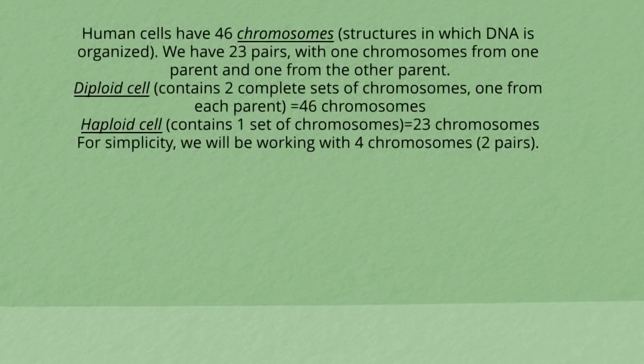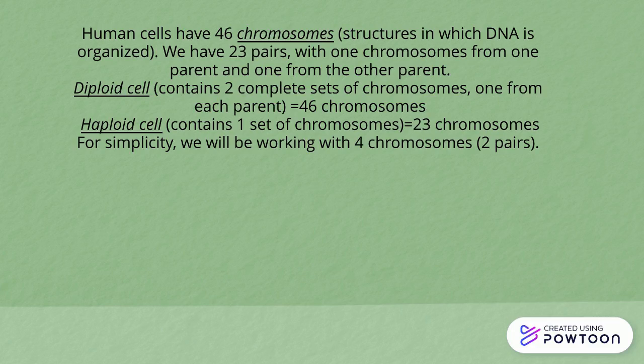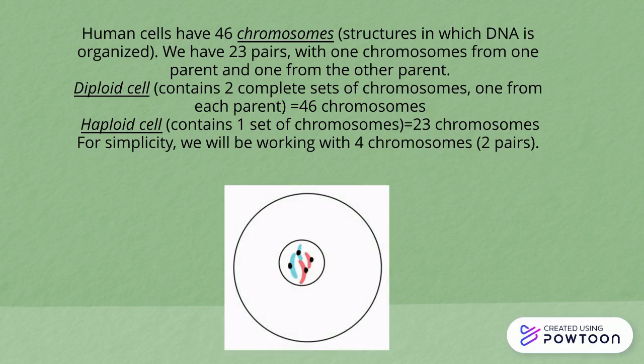Now let's get started. Human cells have 46 chromosomes, which are structures that DNA is organized in. We can also say that we have 23 pairs of chromosomes, where each half of the pair comes from each parent. A diploid cell contains 2 complete sets of chromosomes, one from each parent, totaling the 46 chromosomes, whereas a haploid cell only contains 1 set of these chromosomes, totaling 23 chromosomes. For simplicity, I will only be using 4 chromosomes in the drawings.